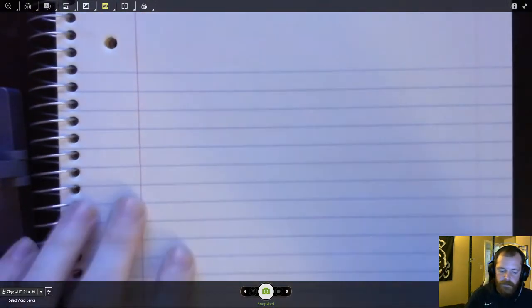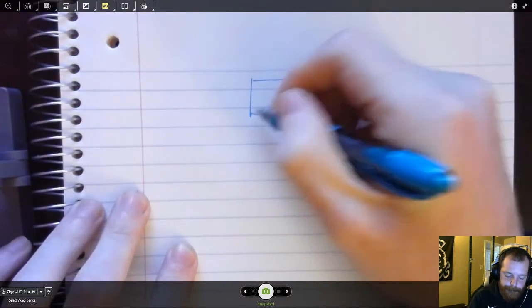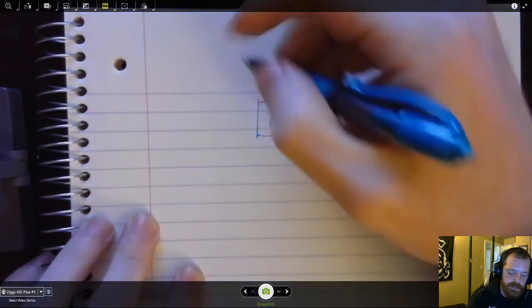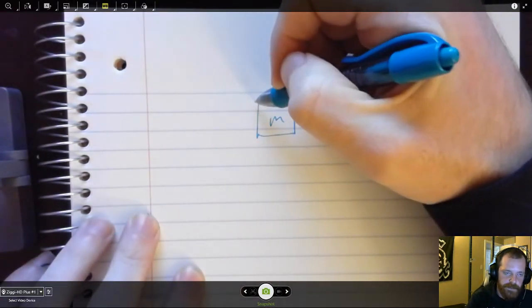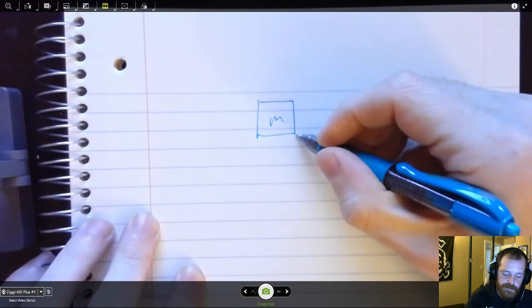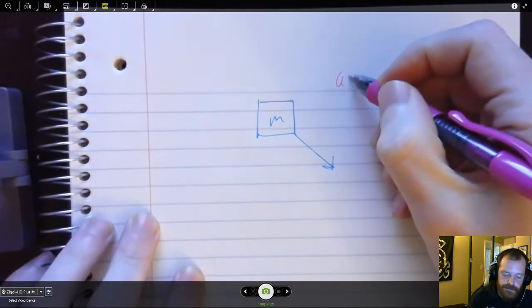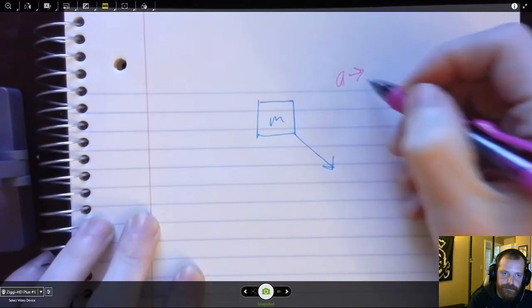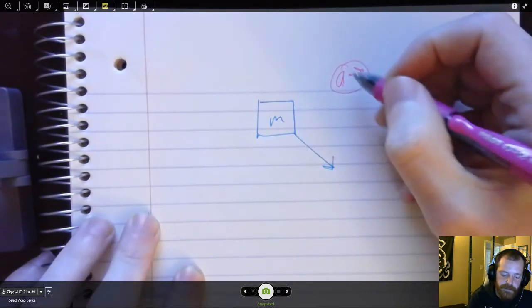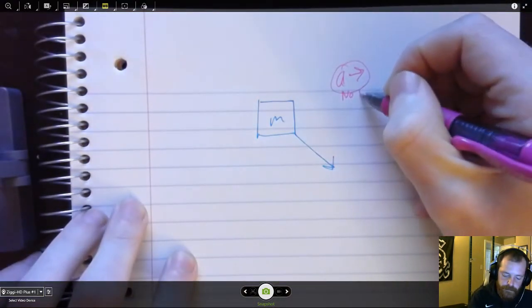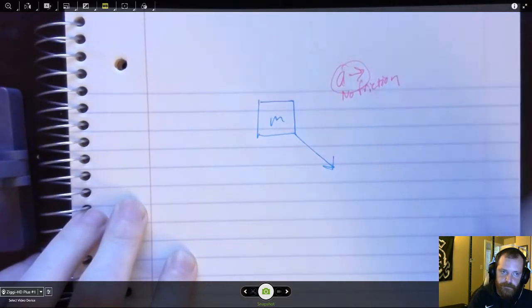Okay. So we got our box, M. Was it being pushed downwards? Let me check that again. Yeah, it's being pushed downwards at an angle. Even though it's being pushed downwards, I'm going to start the vector like this. It means the same thing. And we know it has some sort of acceleration to the right. So it's accelerating. And we know there's no friction forces.